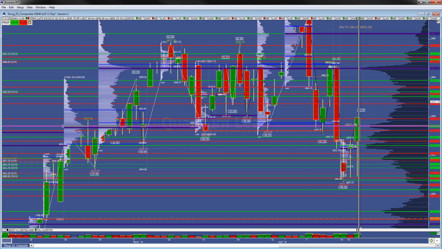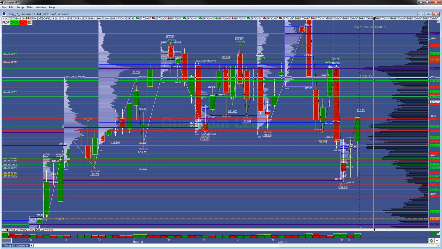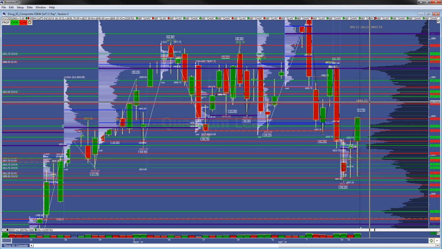Now, we're going to be opening up a fairly large gap this morning. We had the close yesterday at 39.75, and we're going to be opening up at 47.75. So basically close to a 10-point gap.